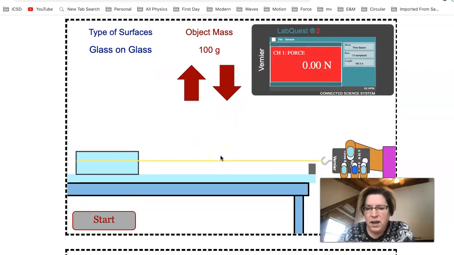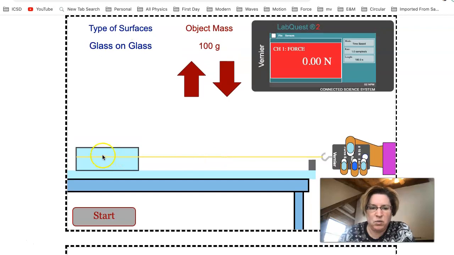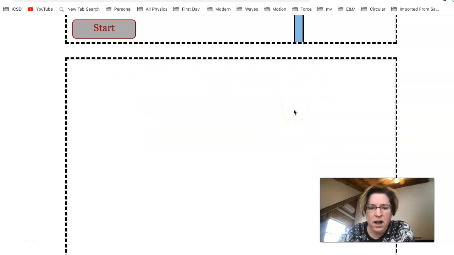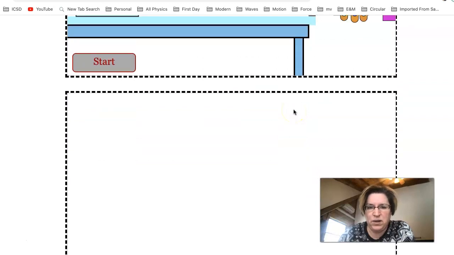What's going on here is we have a glass block on a glass table. It's being pulled with this force probe. In a normal year, you would actually be doing this. It's going to record the force during the whole time, and then also graph it down here.